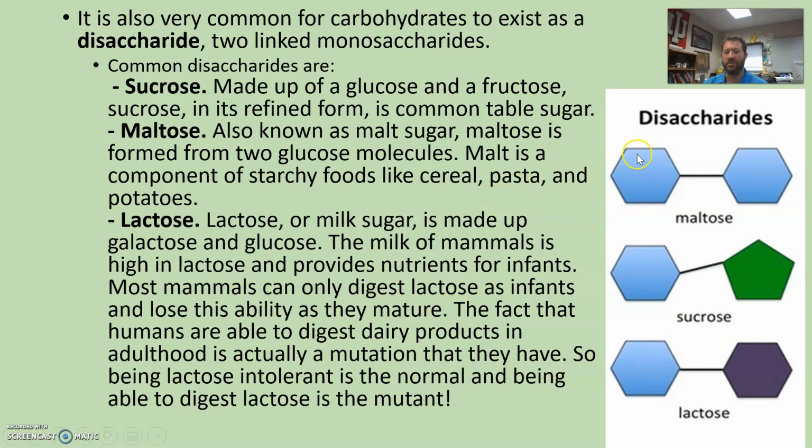You can see the image here and kind of combine this with the image from the last page. The reason we have different types of disaccharides is just based on what type of monosaccharide makes them up. So if you have two glucose, you have maltose. If you have a glucose and a fructose, you have sucrose, and a glucose and a galactose gives you lactose. So that's why we have some different disaccharides.